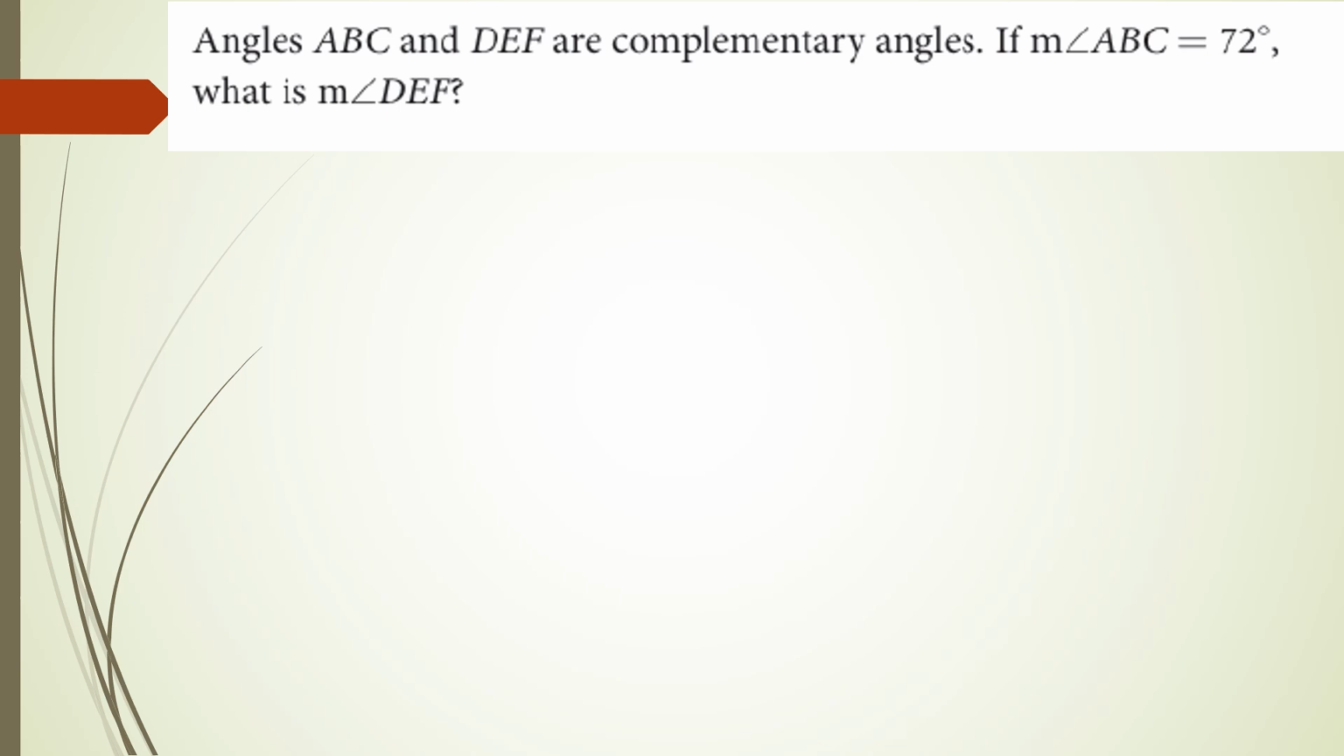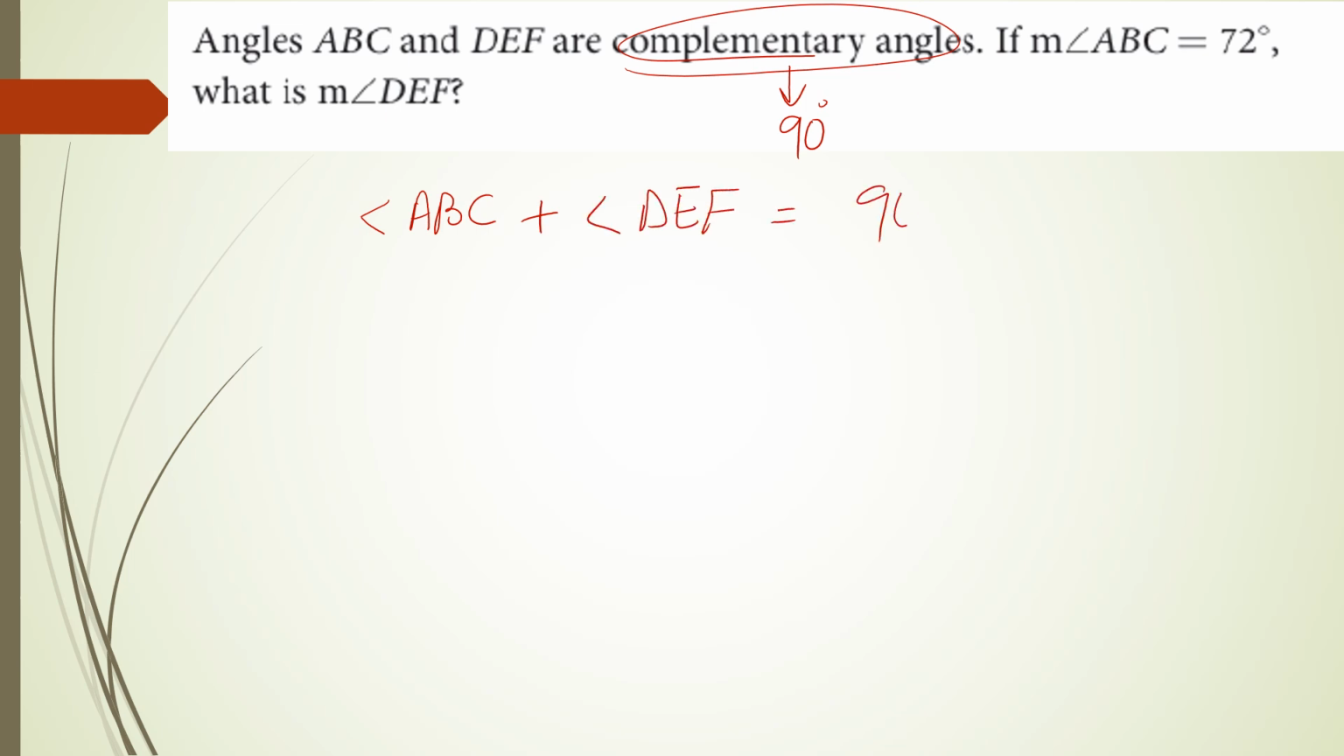Okay, the question says that the angle ABC and angle DEF are complementary. It means the measurement of these two angles should equal to 90 degree. Because complementary angle means that the measurement is 90 degree. So how do we solve this? Angle ABC plus angle DEF are complementary means equals to 90 degree.